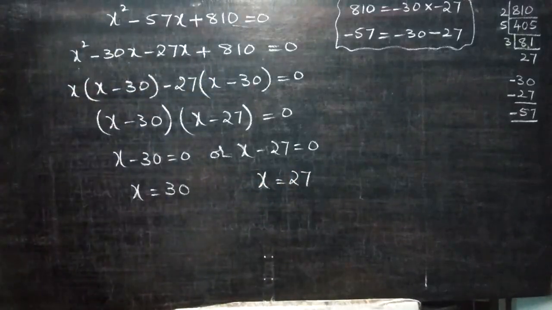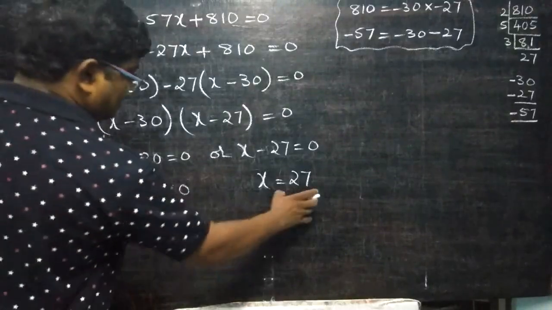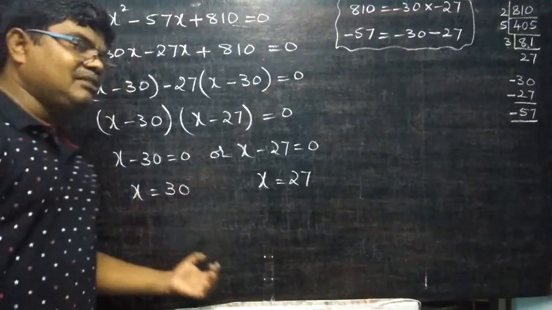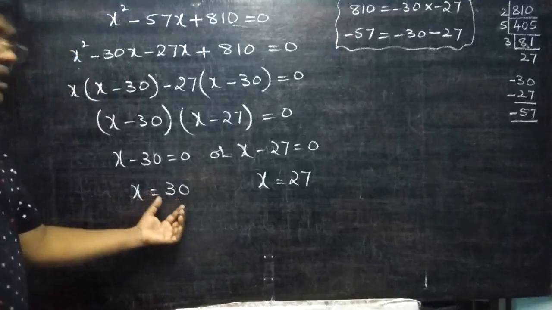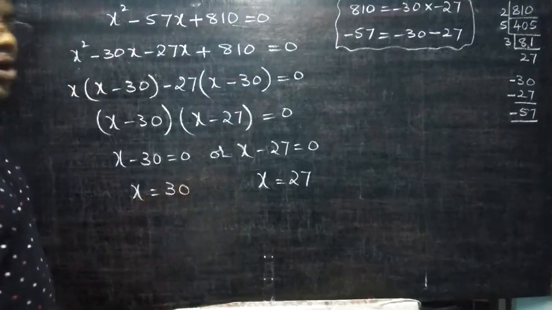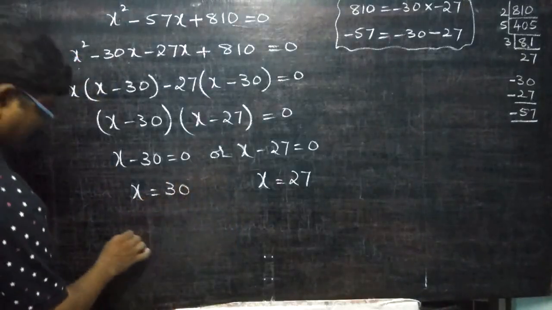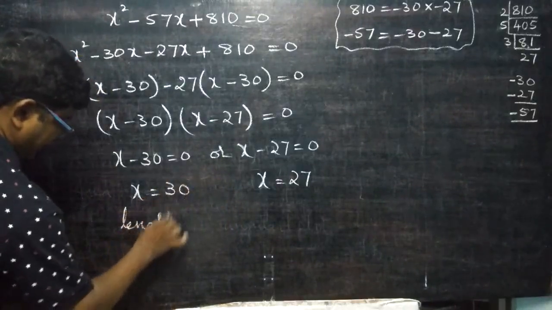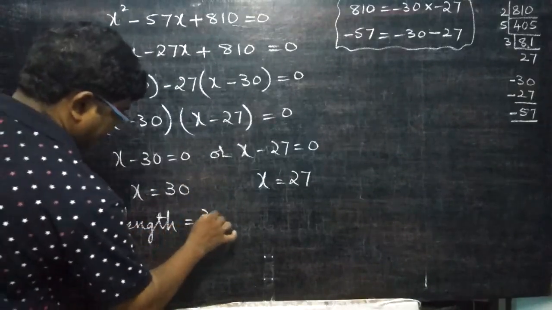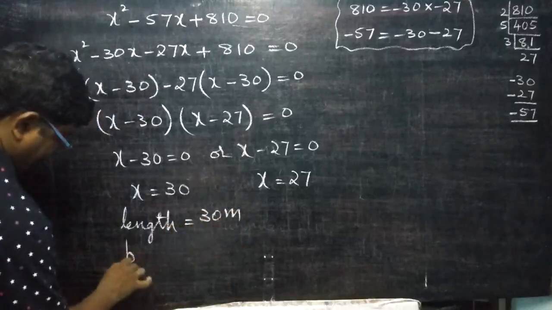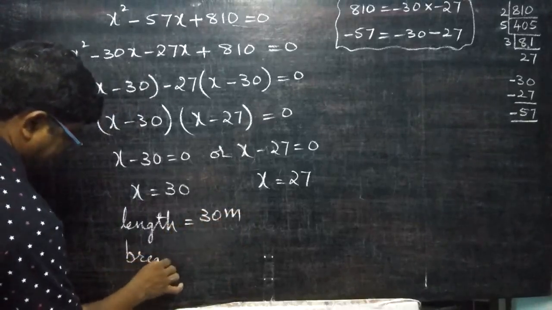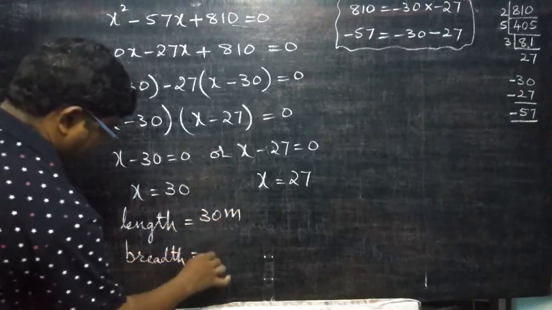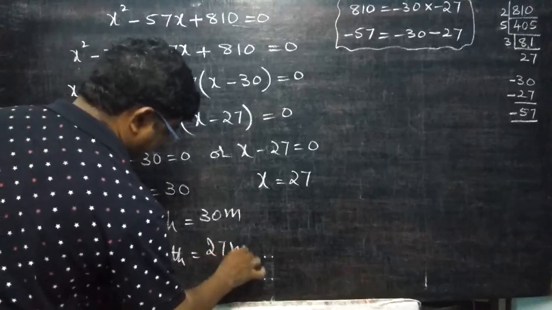They told us to find what? x. Now x we got as 30 and 27, both are positives. So which one will be length and which one will be breadth? The more will be length always. Longest side is length. So length is equal to 30 meters and breadth is equal to 27 meters.